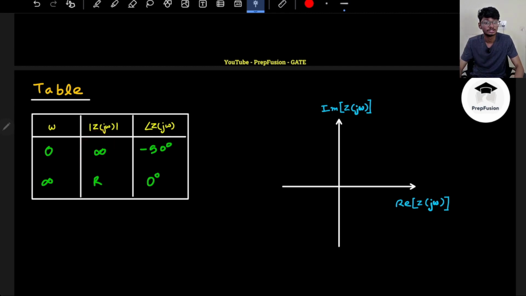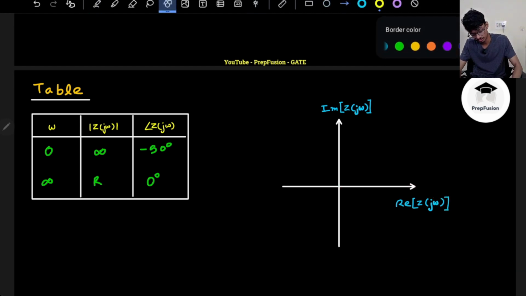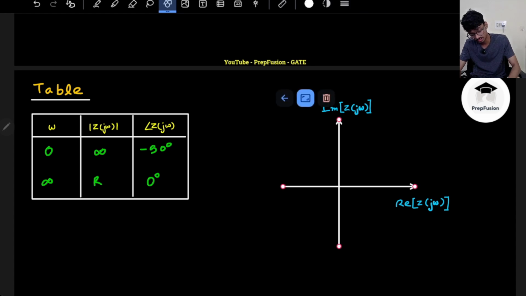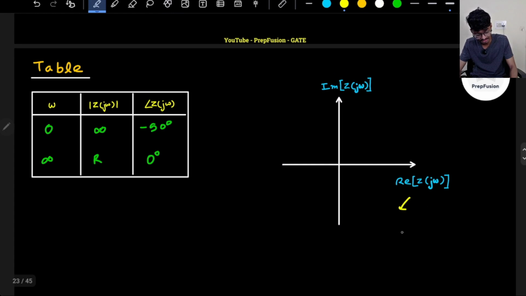So how will the locus diagram look? Locus diagram will be in the fourth quadrant always. Locus diagram will always be in the fourth quadrant. Locus diagram of what? Whenever you are drawing the locus diagram, you should remember in your head, this is the locus diagram of what?